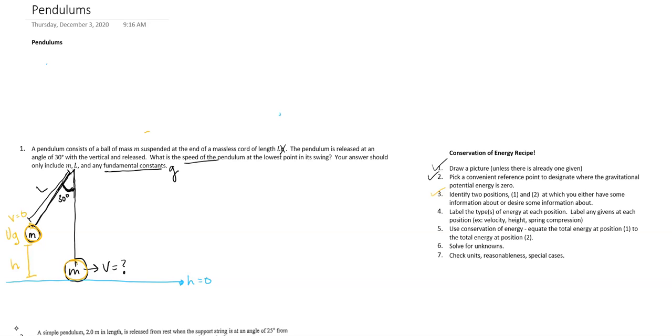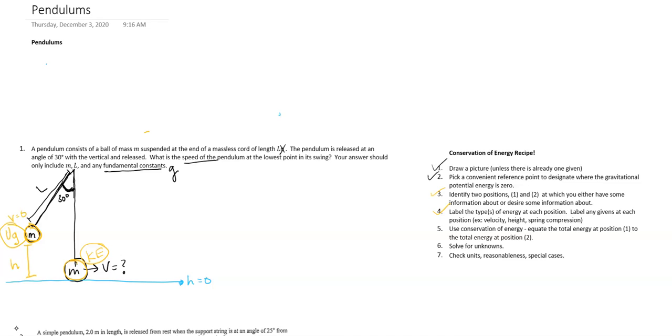Okay, so now let's look at this bottom point. That is at height h equals 0, so there's no gravitational potential energy, but there is kinetic energy here. We're not dealing with spring potential energy because there's no spring at all. Cool, so we did step 4.